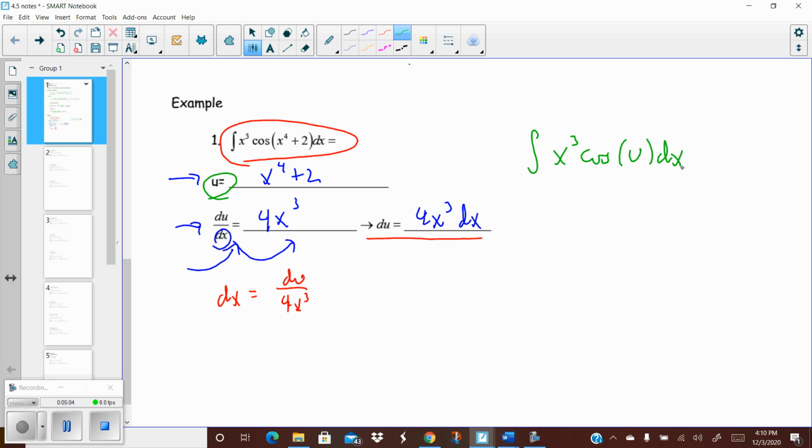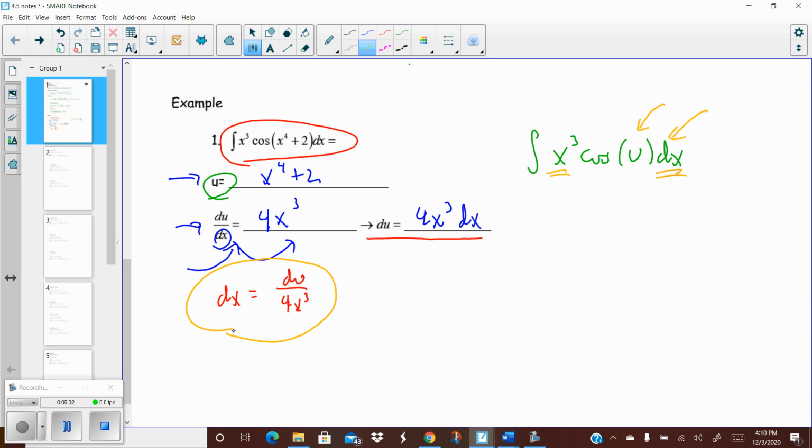The problem is I've still got this x cubed and that dx right there. I can't take an integral unless it's all down into one variable. So in order for me to do that, I have to find a way to get rid of those. Well, the other main thing is this is now in terms of u, so this also needs to be in terms of u. So I need to get rid of that dx. That's why I did this step.